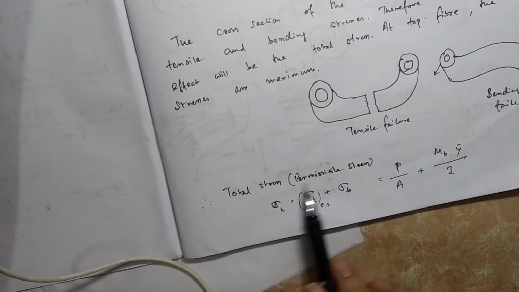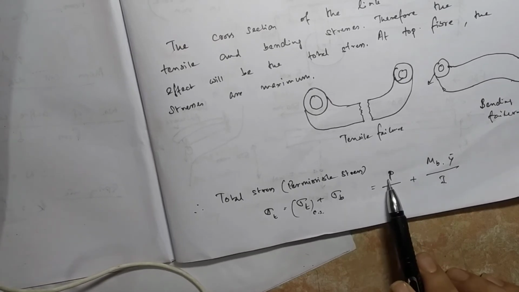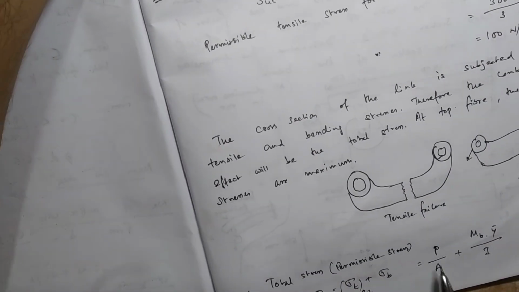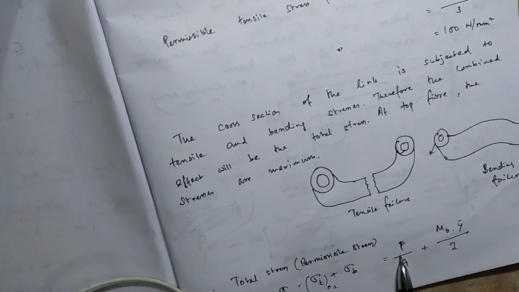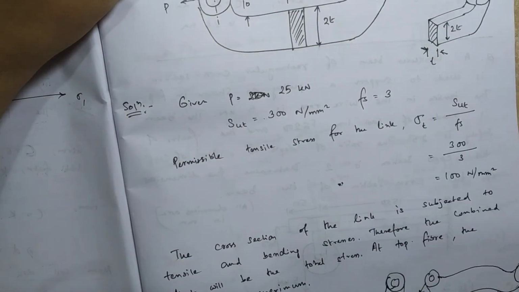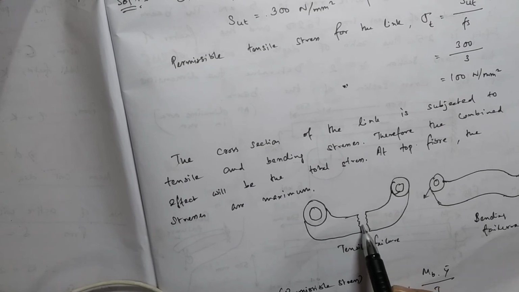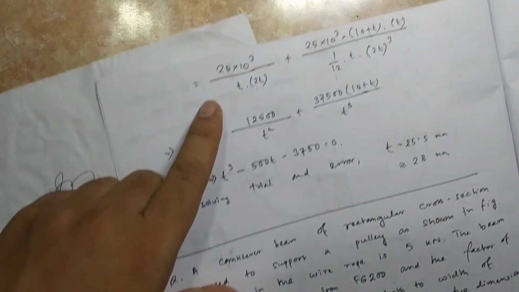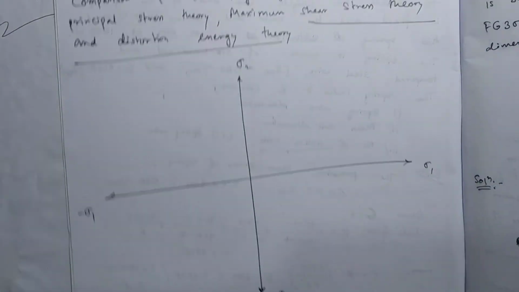Now see, the permissible stress will be the combination of tensile stress plus bending stress. Tensile stress is force P by A, and bending stress is sigma mb into y by I. Simple thing. Now the force is given to you as 25. You put the force 25 here. Area is 2t into t, that is the cross section area. If tensile failure takes place, then the area will be this 2t into t. That is the area of separation. And I told you that bending moment is what?